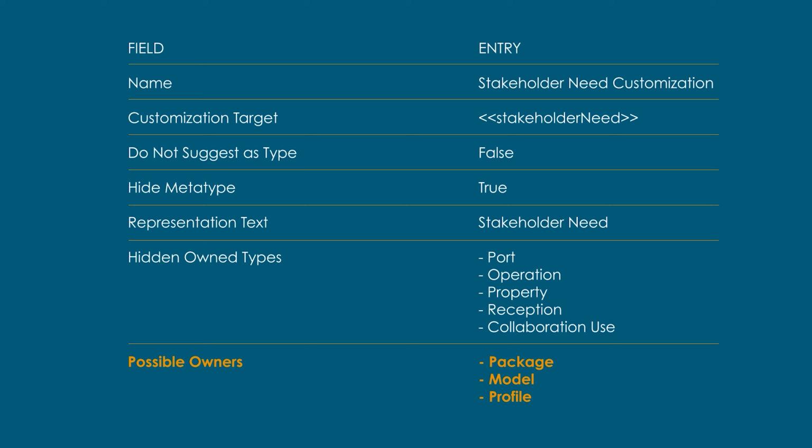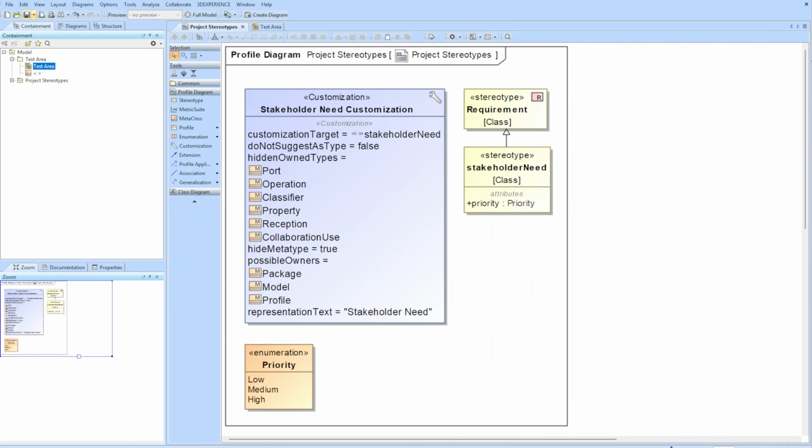And in this case, when I say inner element, I mean something that exists within the containment or the namespace of that particular StakeholderNeed stereotype. There's plenty of other changes we can make, but we'll stick with these for now.